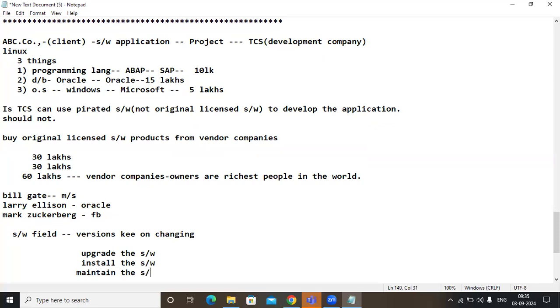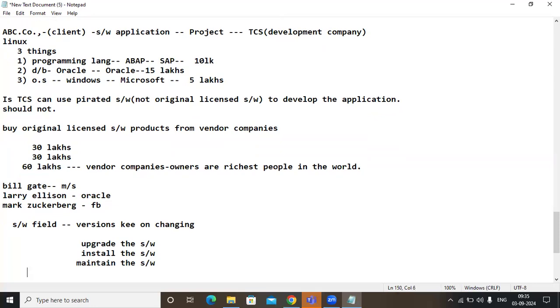Maintaining the software means we have to maintain our own application server, our own database servers, and our own firewalls. Yes or no? For security reasons, I'm talking. These all come under maintenance.